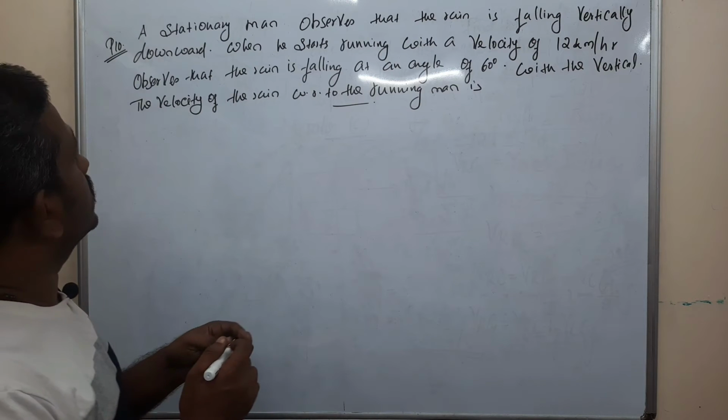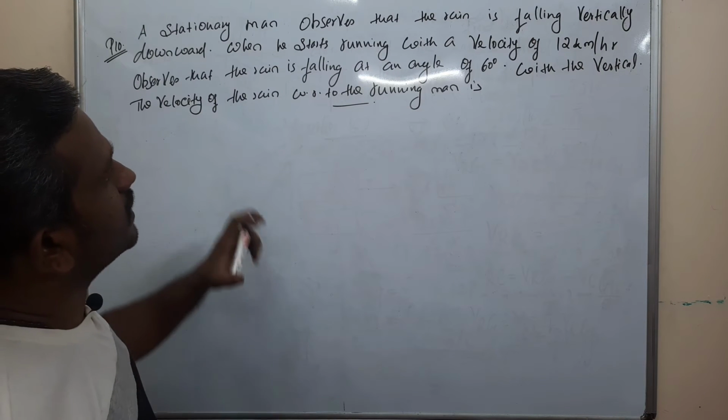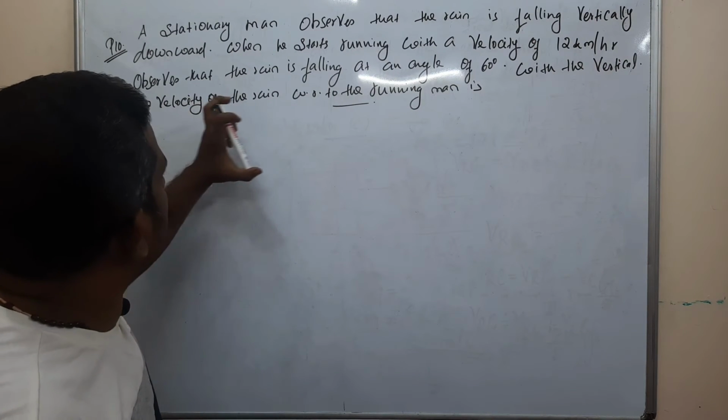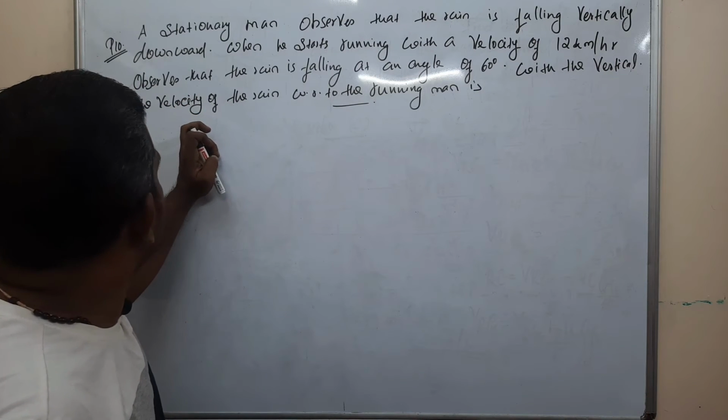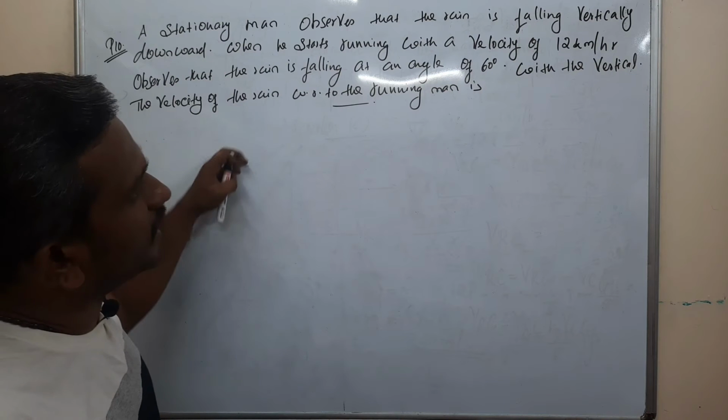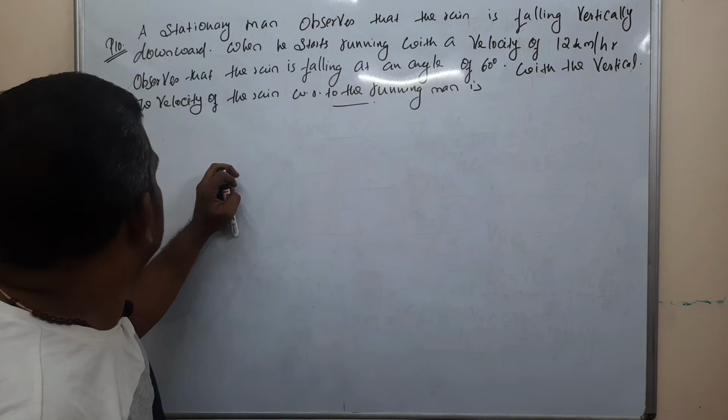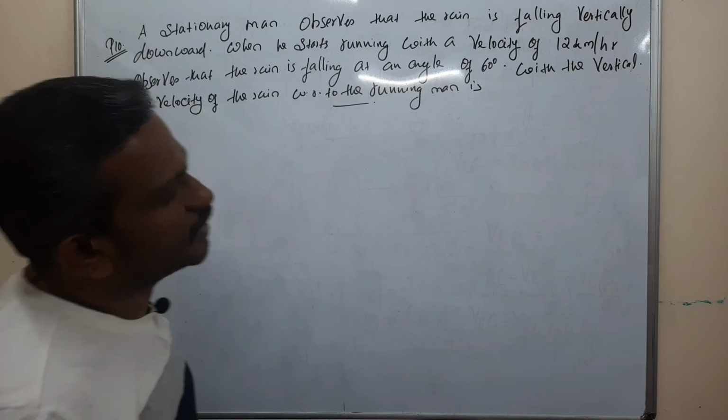Tenth question. A stationary man observes that the rain is falling vertically downward. When he starts running with a velocity of 12 km per hour, he observes that the rain is falling at an angle of 60 degrees with the vertical. The velocity of the rain with respect to the running man is?